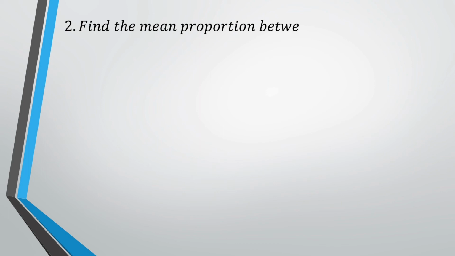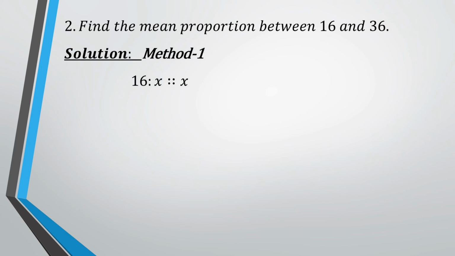If you go for the next problem, find the mean proportional between 16 and 36. Very easy. Coming to the solution, 16 is to x as x is to 36. So we need to find the mean proportion. I have already mentioned if they mention mean proportional, both the means are equal. So I have taken the equal means as x and x. So they are in proportion.